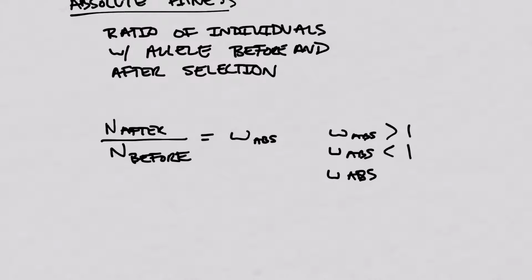If absolute fitness is equal to 1, that means that the number of children with the allele is the same as the number of parents with that allele. So it's some sort of neutral or stable, not changing allele. So the fitness of that is 1.